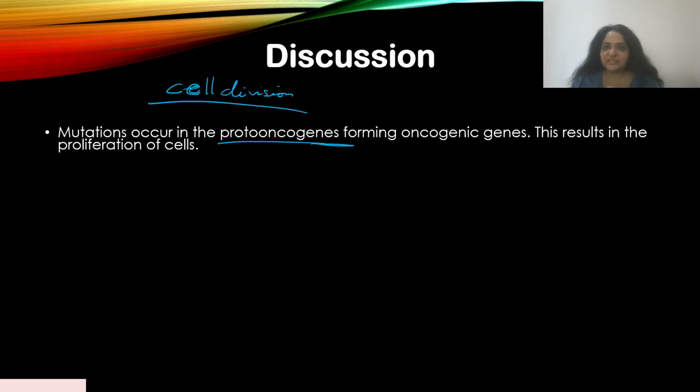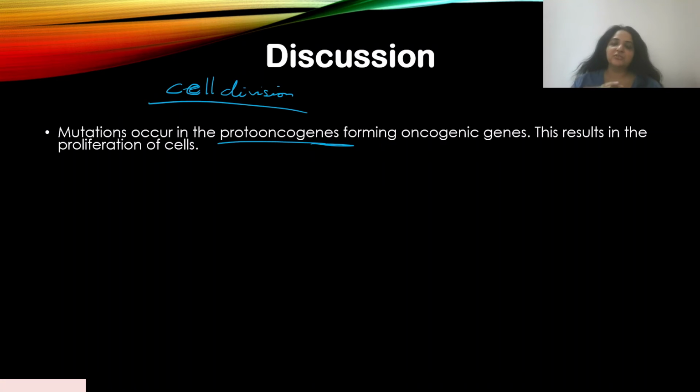Now proto-oncogenes are present in our cells, which stimulate another gene that promotes cell division or cell proliferation, which is the normal functioning of a gene. Proto-oncogenes allow cell proliferation to happen. There's a tumor suppressor gene which stops the cell division. So there are two genes. We are talking about proto-oncogenes, which allow the cell division to happen.